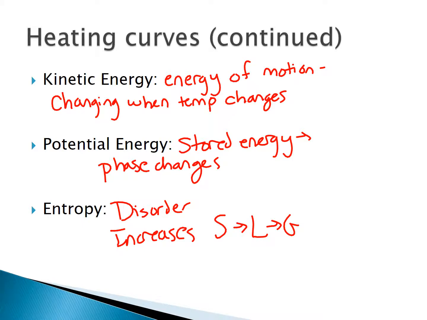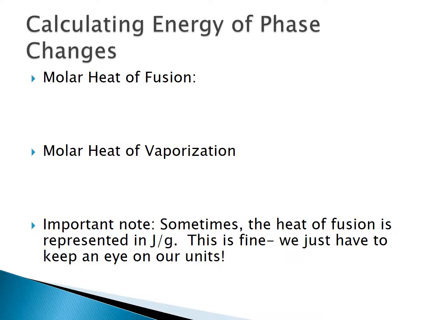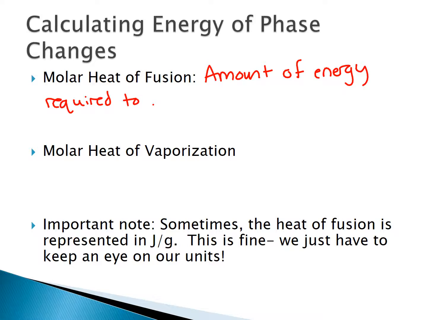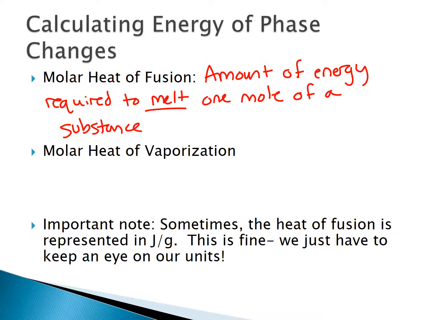So what we're going to learn how to do now is to calculate the energy associated with these phase changes. Okay, so we're going to use something called molar heat of fusion and vaporization. The molar heat of fusion is the amount of energy required to melt 1 mole of a substance. Or, thinking about it the other way, it's the amount of energy released when 1 mole of a substance freezes.